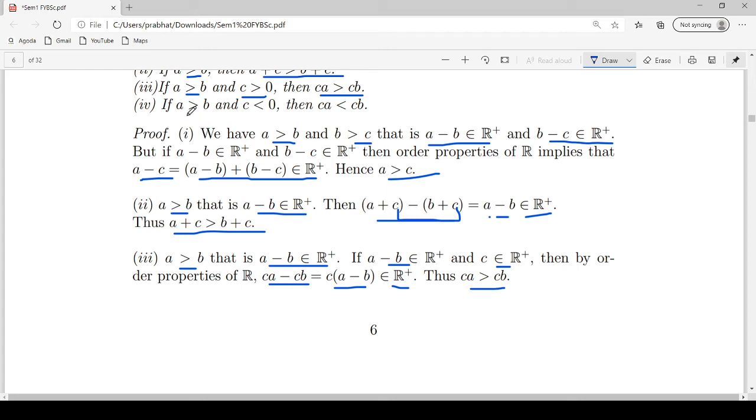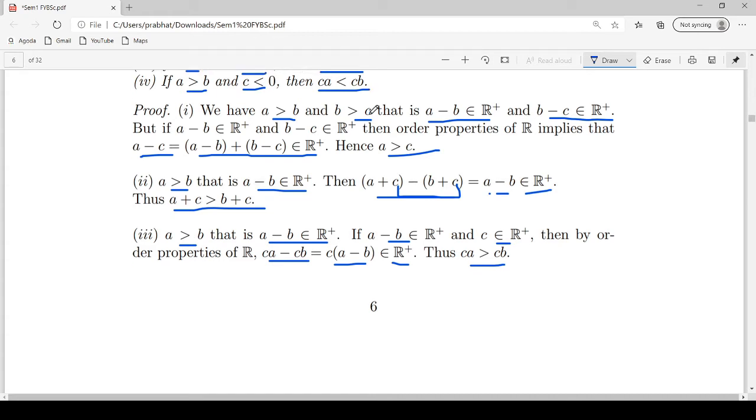Now the fourth statement of this theorem is if a is greater than b and c is less than 0, then ca will be less than cb. That means inequality will change after a multiplication by c if c is less than 0. Let's see the proof of fourth statement.